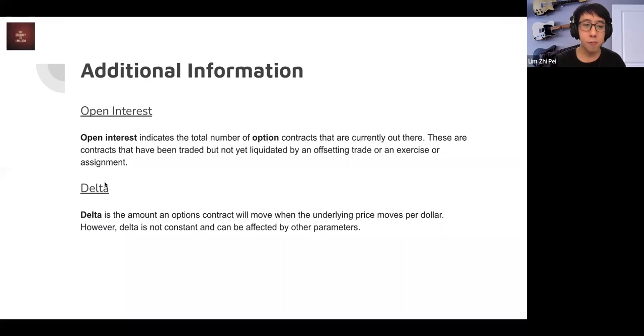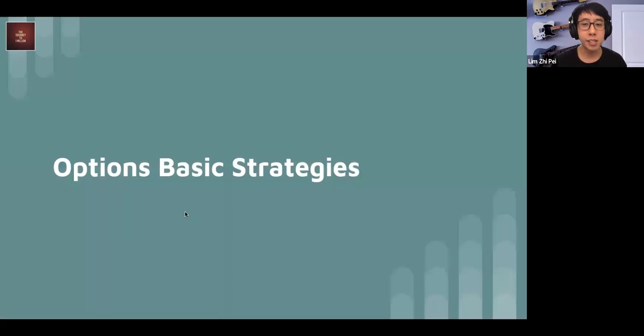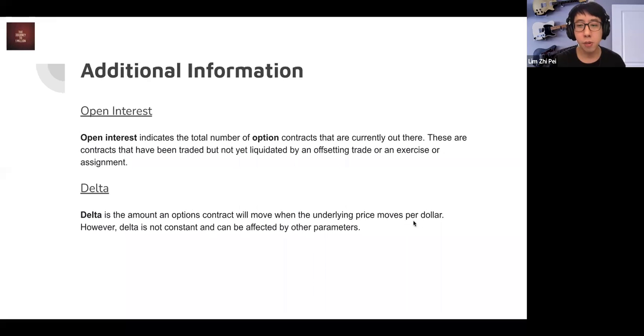And the next term is called delta. Delta is actually the amount the options contract will move when the underlying price moves per dollar. However, delta is not constant. This one, we must remember this. Delta is not constant, and it can be affected by a lot of other parameters. But what we need to know is just what the value represents. So the value is actually representing how much the options contract will move when the stock price moves every dollar.